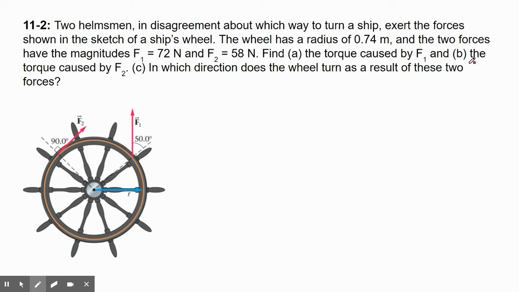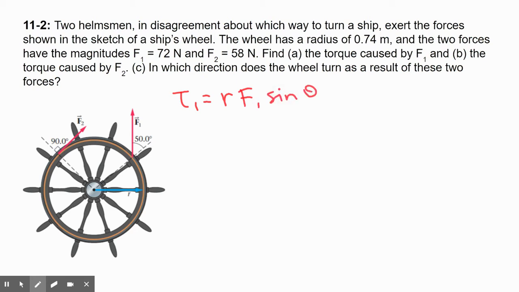So we want to find the torque caused by each force and then figure out which direction the wheel would turn as a result of both of the forces. Okay, so take a look at your equation sheet and you should quickly find torque. So let's calculate the first torque, which would be tau 1 equals R times the force multiplied by sine theta.